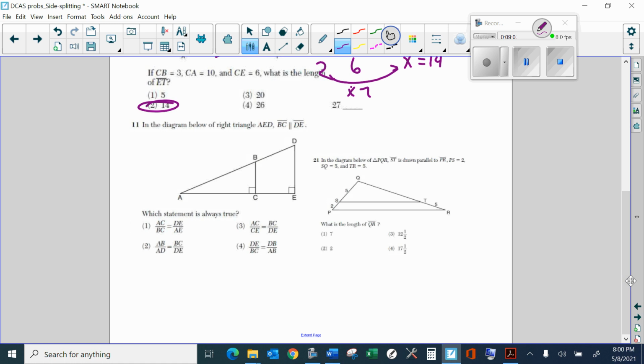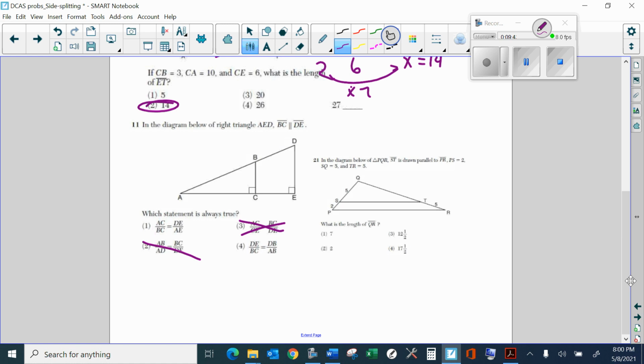Again, we have overlapping triangles, so we have similar triangles or dilation centered at A. Which statement's always true? We'll go with B and C first. Usually A is not it. So AB over AD would have to equal AC over AE. Nope, that's not it. AC over CE would have to equal AB over BD. That doesn't say that, so that's out.